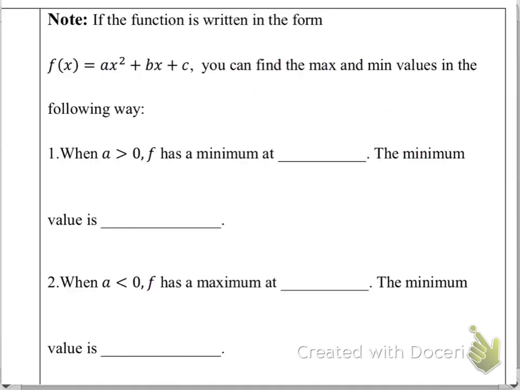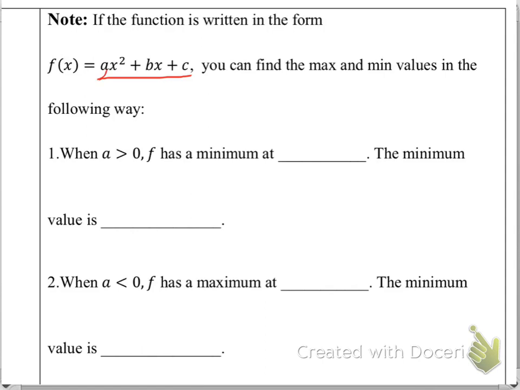Another nice tip is that if the function is written in the form f of x equals ax squared plus bx plus c, you can find the max and the min values in the following way. Now, remember, you can always complete the square if you forget this formula. That's why I show you the formulas, but in case you forget, I still want you to know how to complete a problem, because I don't teach to formulas, I teach to the concepts. So if you had this form, you can complete the square and get it into the standard form, and then you can clearly see your vertex.